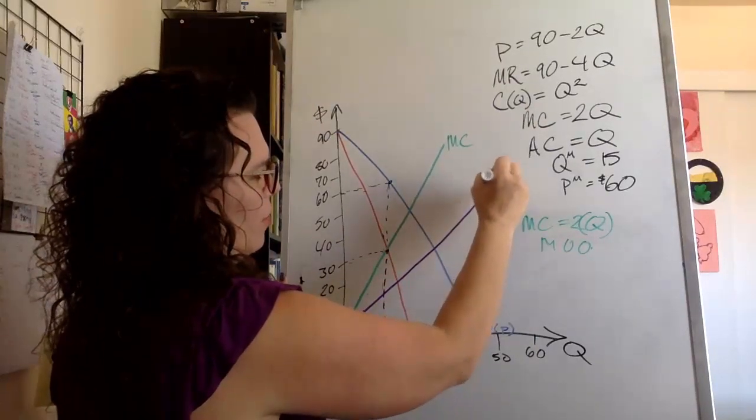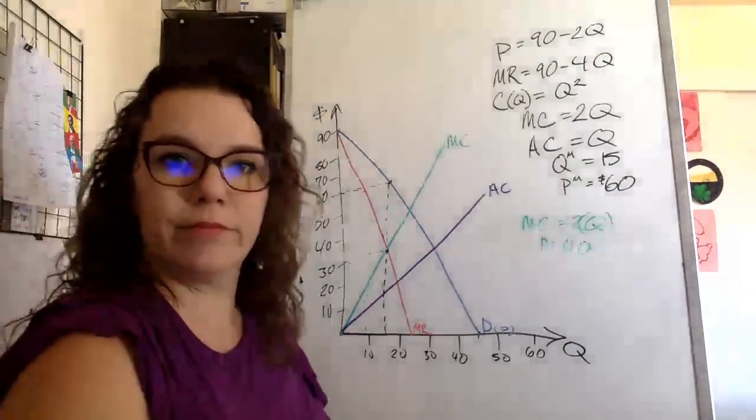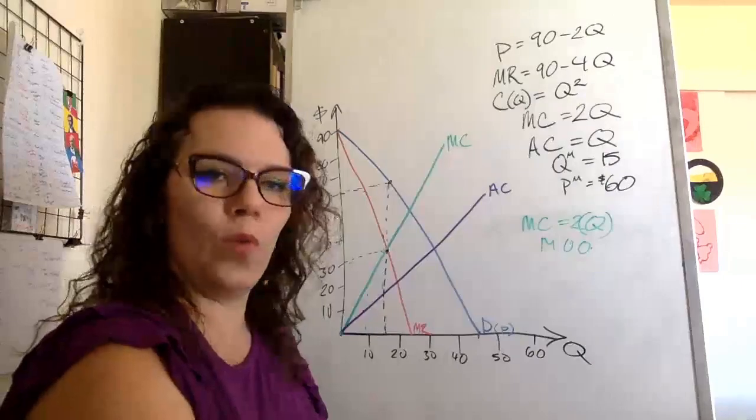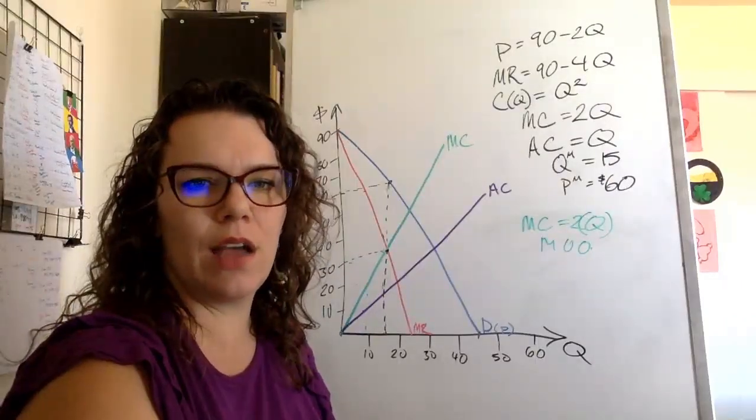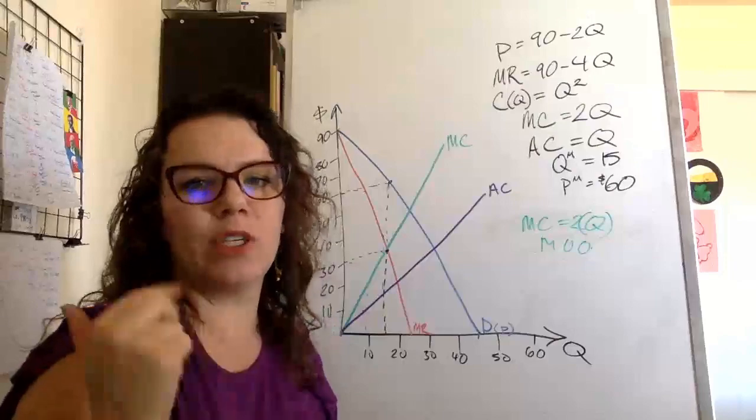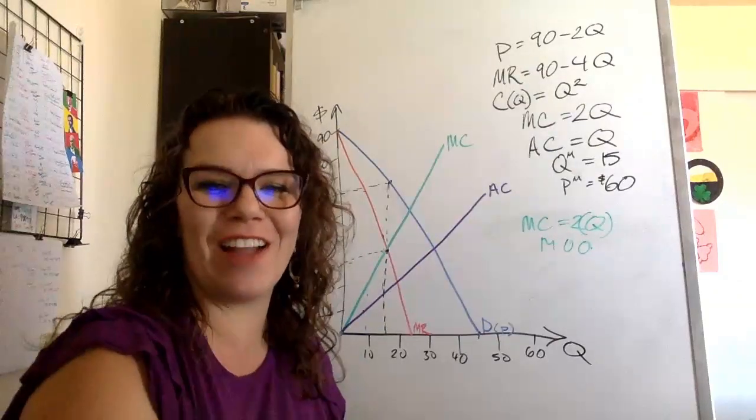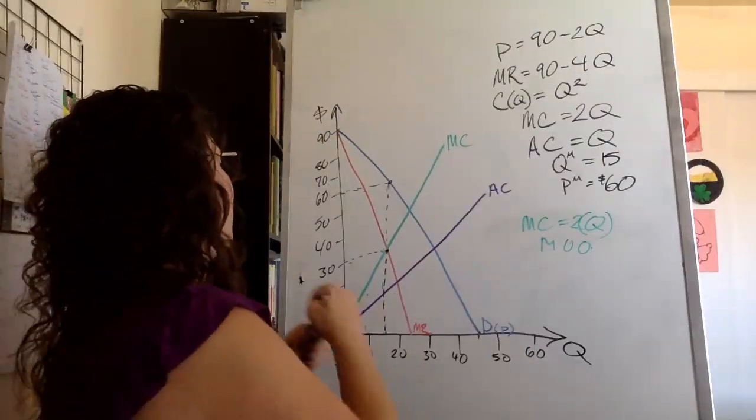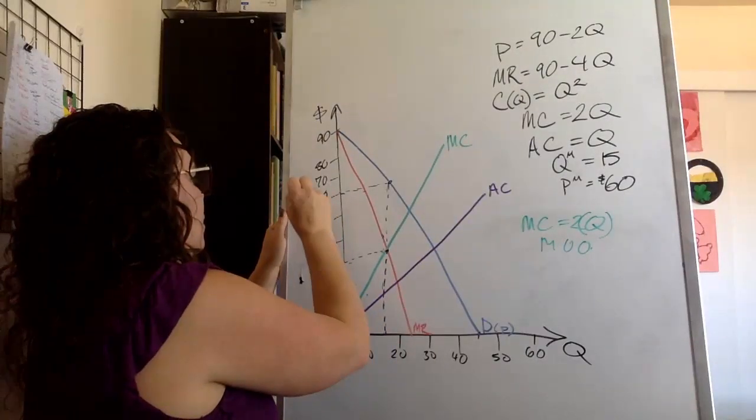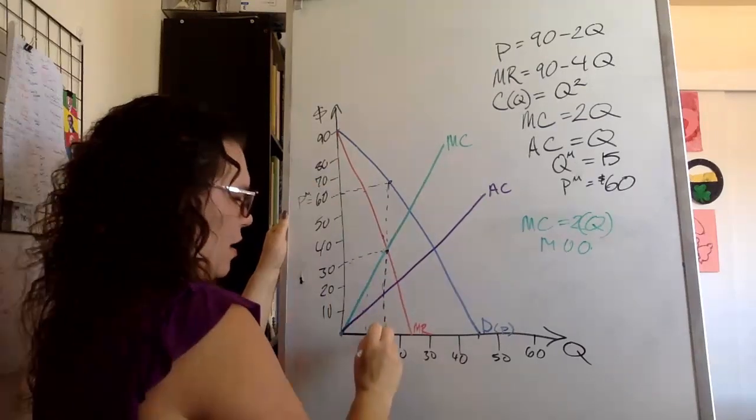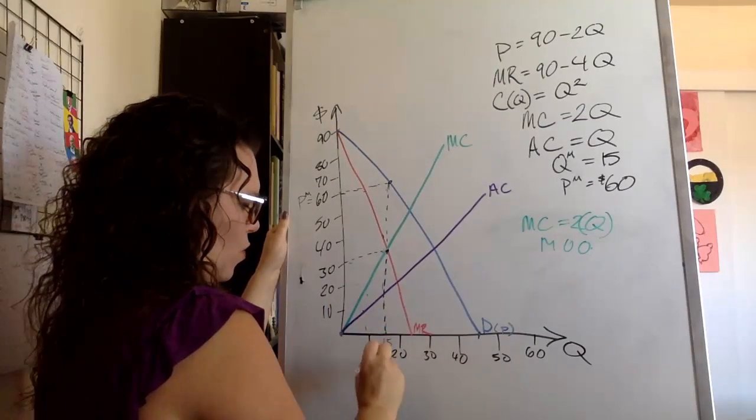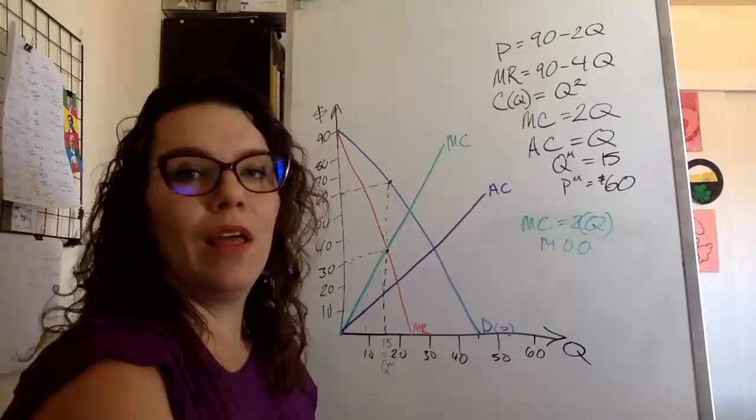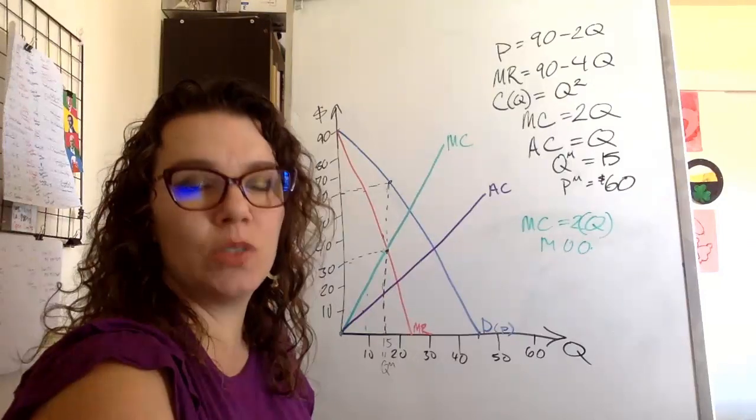So that's our average cost curve. Cool? So far, so good. What we'll want to do is, now we've got our demand curve, our marginal revenue curve, average cost curve, marginal cost curve, and our equilibrium price and quantity for our monopolist.